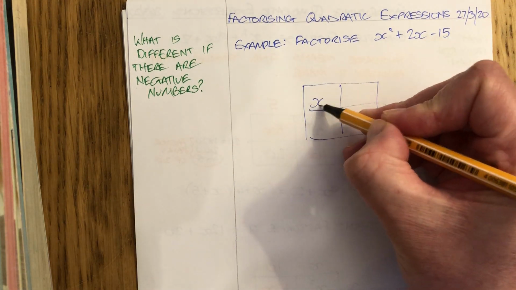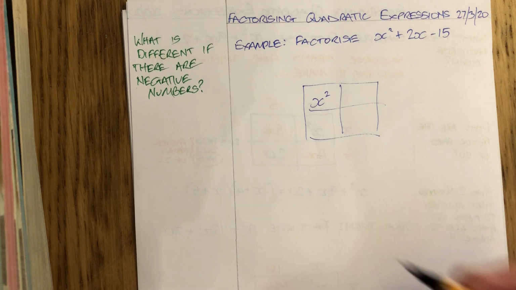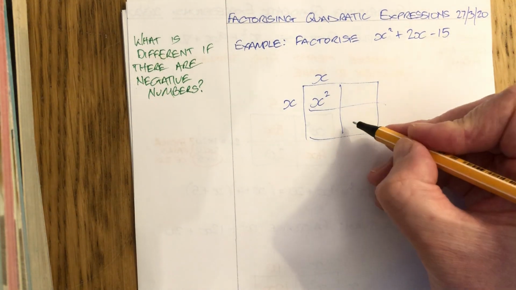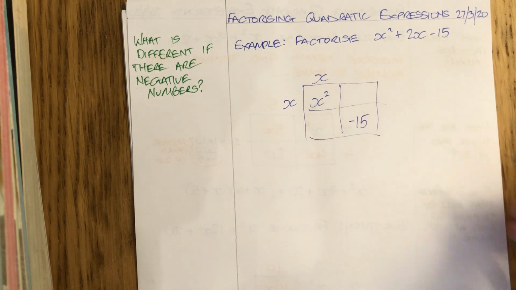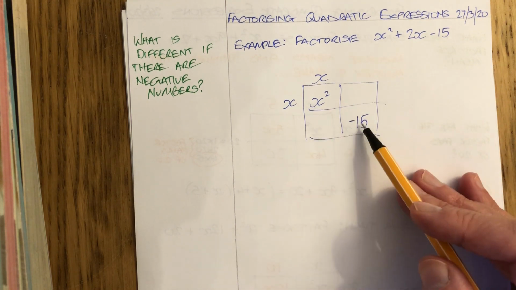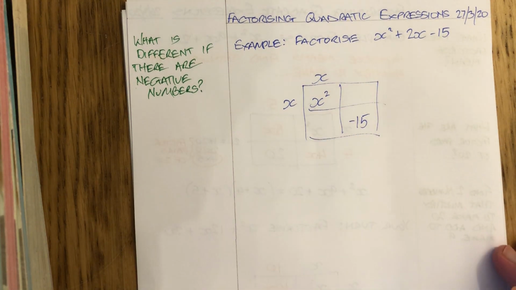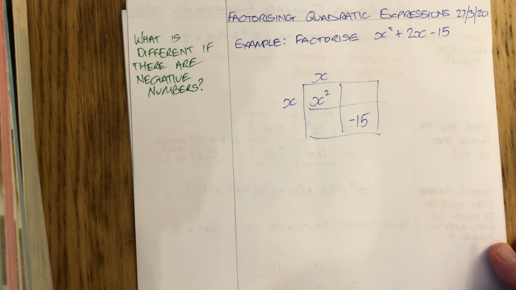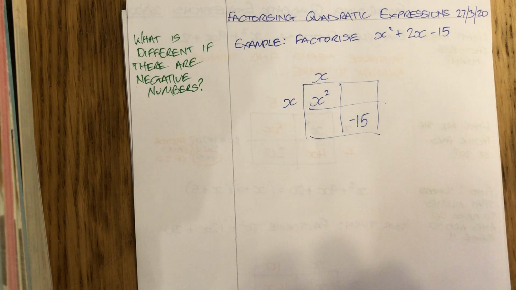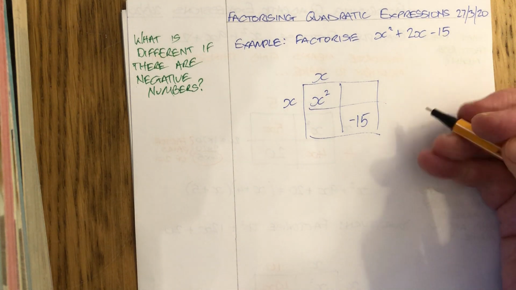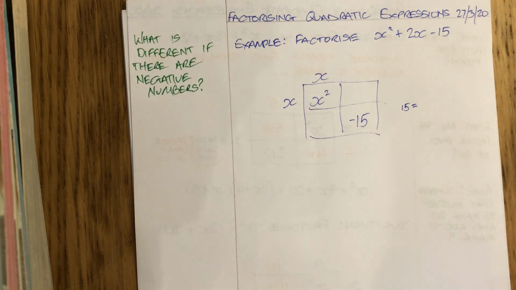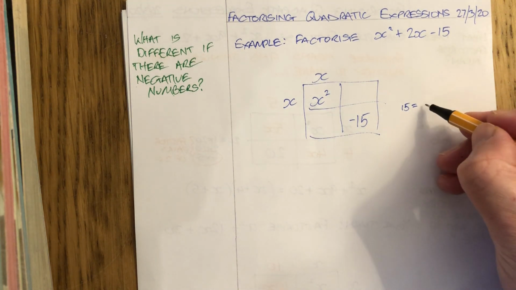Just as yesterday, x squared can go into that box. And it's made by doing x times x. And negative 15 will go into this box. And I need to find two numbers that multiply to make negative 15. Now, as I've always said, when you're dealing with negative numbers, don't worry about the sign to start with. Worry about the size of the number. So, I'm going to look not at negative 15, but at 15.